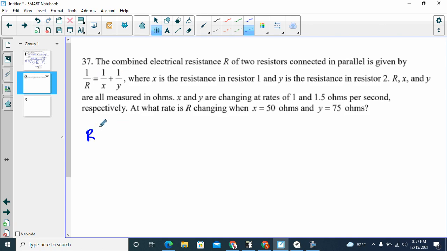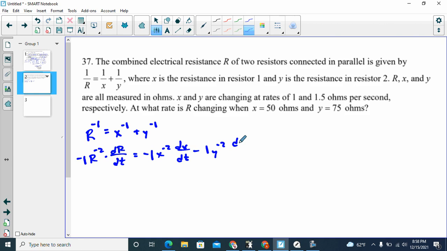I'm going to rewrite this instead of 1/R. Let's write it as R to the negative first, x to the negative first, y to the negative first. That's going to make it easier to take the derivative here. So when I take the derivative of R to the negative first, the negative 1 goes out front. I subtract 1 from the exponent times the derivative of R, so times dR/dt. Same thing with the x: negative 1 out front, subtract 1 from the exponent times dx/dt, and then I've got minus 1 y to the negative second times dy/dt.